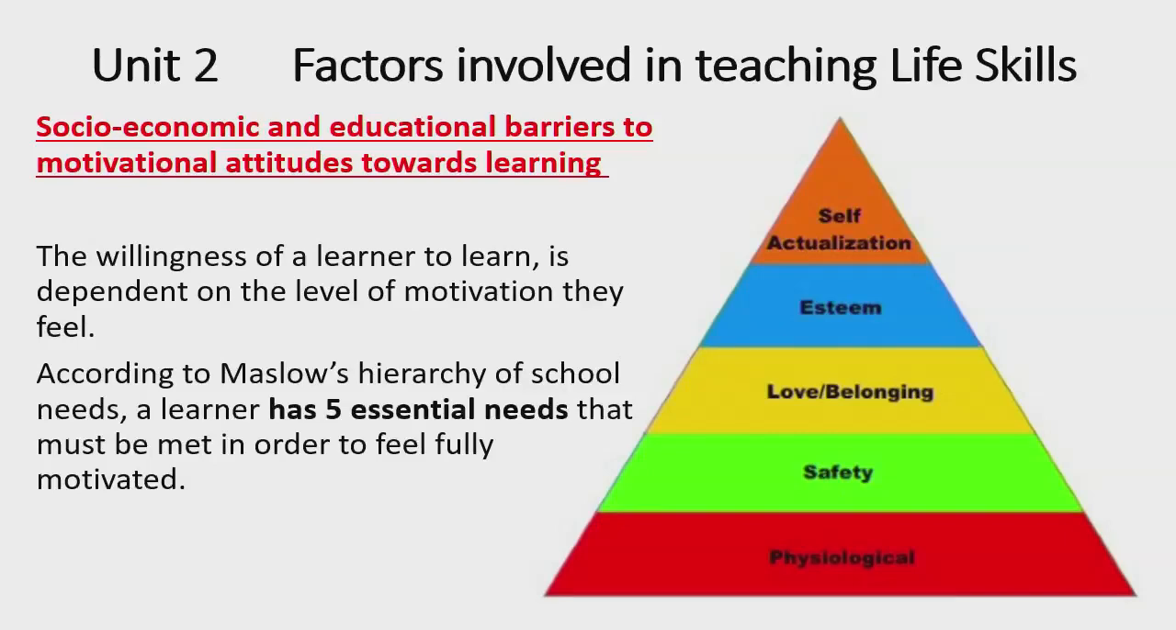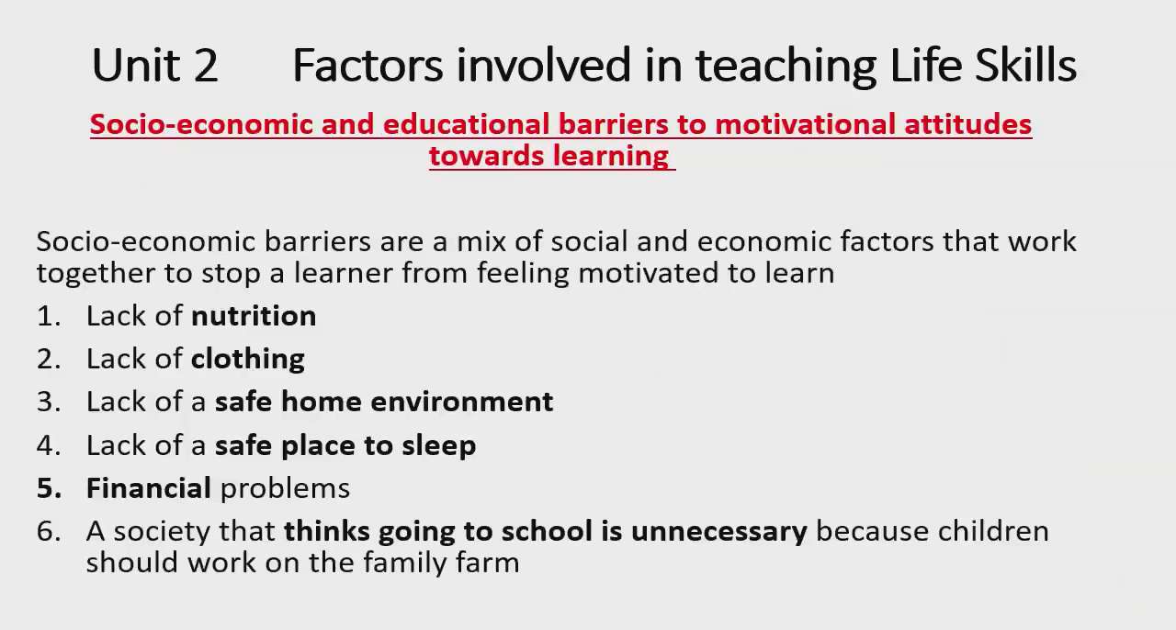So when we talk about motivation, it's the willingness of the learner to learn, and that is dependent on their level of motivation. Maslow's hierarchy of school needs, a learner has 5 essential needs that must be met in order to feel fully motivated. So there you can see there is the hierarchy. So it starts with physiology, safety, love and belonging, self-esteem, and self-actualization. So you work your way from the bottom to the top.